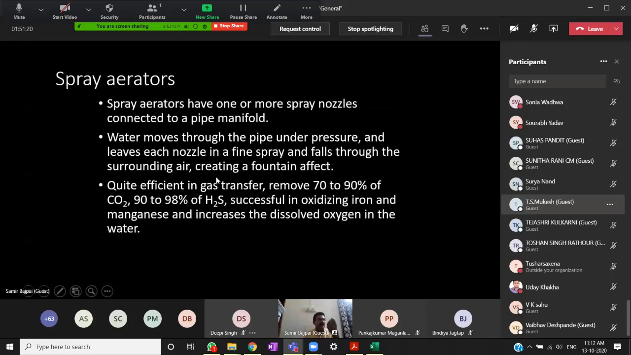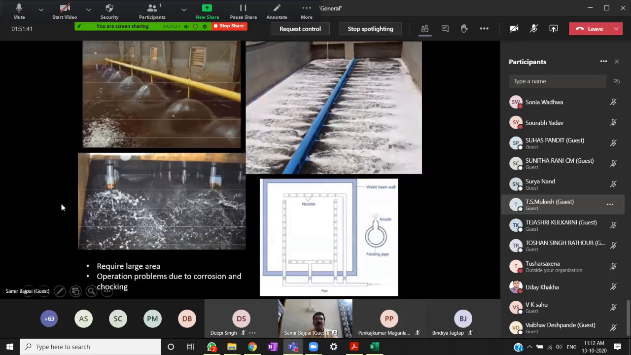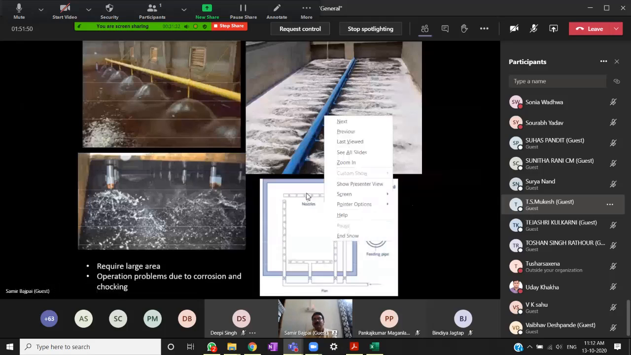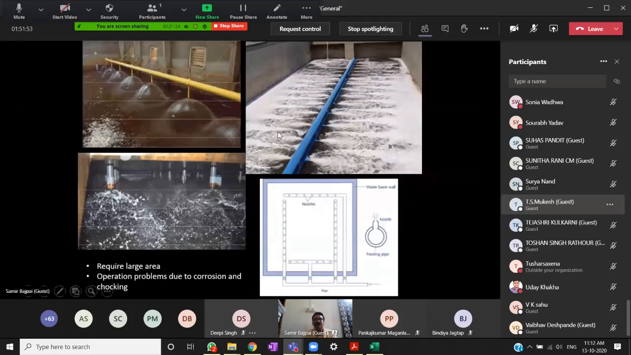So spray aerators are there. Typically, you have a fountain, with water coming out of a very small opening in a nozzle, and it comes out in the form of a spray. So you are enhancing the surface area, enhancing the contact time, and this fountain is a very efficient process: 70 to 90% expulsion of CO2, 90 to 98% expulsion of H2S. So this is one example of how we aerate water in an air system. You have a water jet coming from a nozzle and another water jet. Here also nozzles are there and water is coming out from these jets.